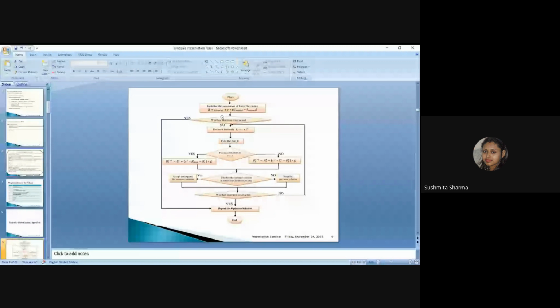So initially the initialization phase is done. We have initialized that set of solutions. In the iteration phase, we have to deal with the exploration phase as well as the exploitation phase. And these two things should be balanced.